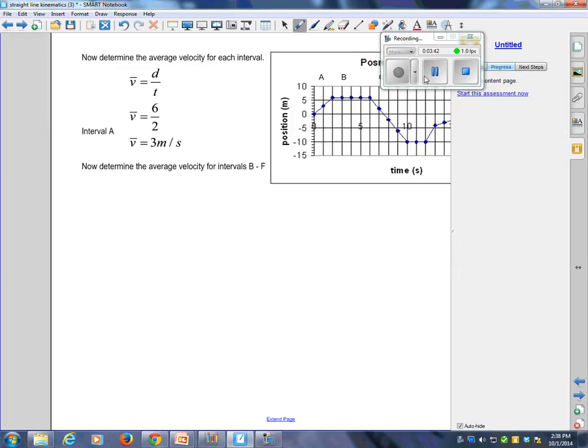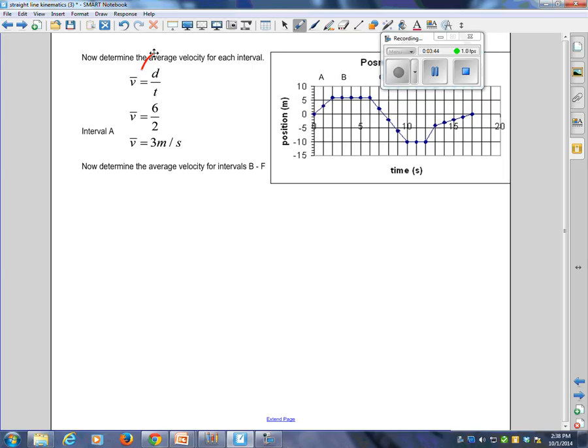How do you find average velocity? You take the displacement and divide by the time. Where do you get the time from? Down here. The average velocity for each interval. So for interval A, the displacement was 6, from 0 to 6. The time, count it, 1, 2 seconds. 6 divided by 2 is 3.